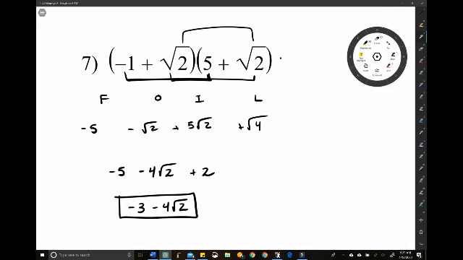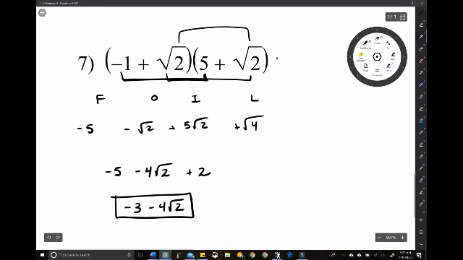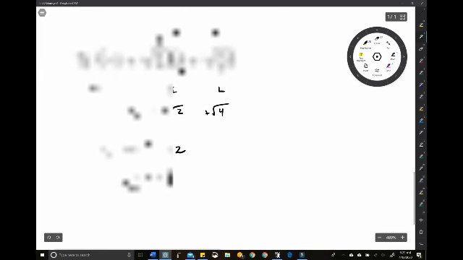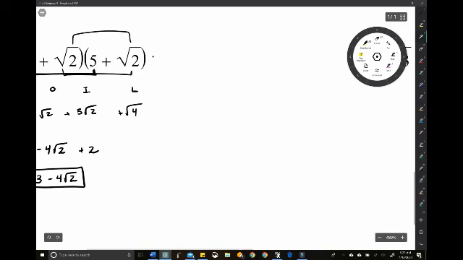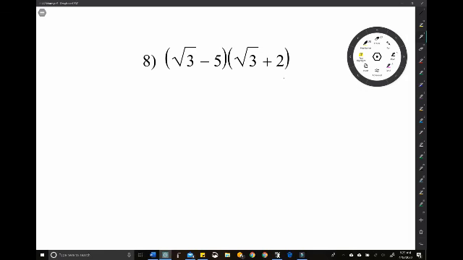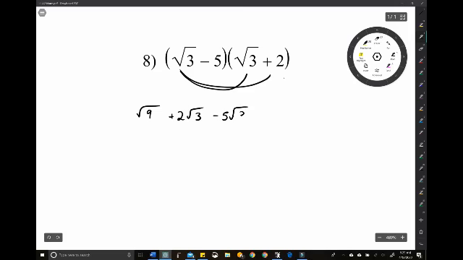I'm sure you did just fine. If not, go back, see where you might have made a mistake, and learn from that. That's no big deal. So negative 3 minus 4 roots of 2. Sorry about that. And our last example, let's see what happens here. Root of 3 times root of 3, root of 9, plus 2 roots of 3, minus 5 roots of 3, minus 10. Root of 9 is 3. Minus 3 roots of 3, minus 10.